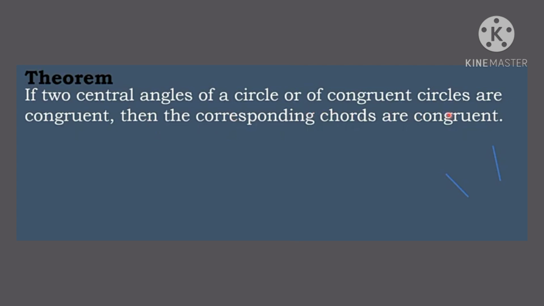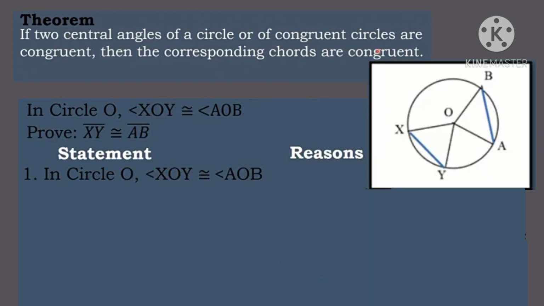If two central angles of a circle or of congruent circles are congruent, then the corresponding chords are congruent. In circle O, angle XOY is congruent to angle AOB. Let's prove that chord XY is congruent to chord AB. The first statement is, in circle O, angle XOY is congruent to angle AOB, and the reason is it's given.